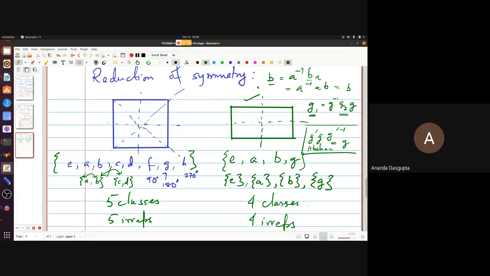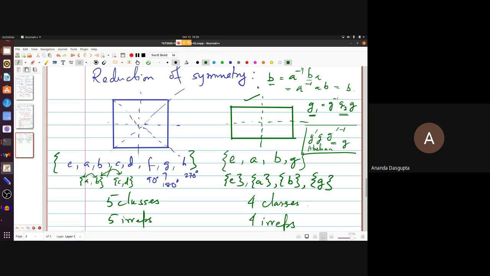But in case of a square, let me correct you there. Are you saying all the representations of the rectangle are 1-dimensional? Oh no, there can be two representations. Yeah. So to be very careful, what you are saying is all the irreducible representations of the rectangle are 1-dimensional. You can have a 75-dimensional representation of the rectangle symmetry group. They will be reducible, of course.